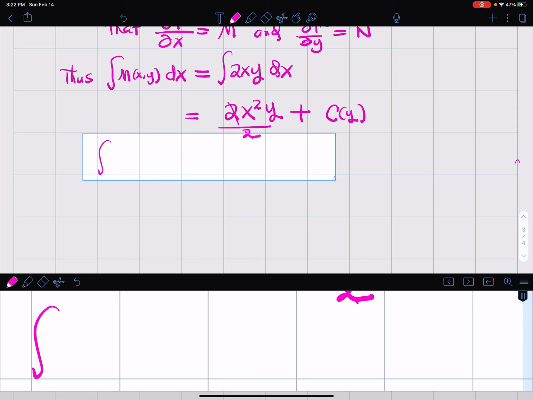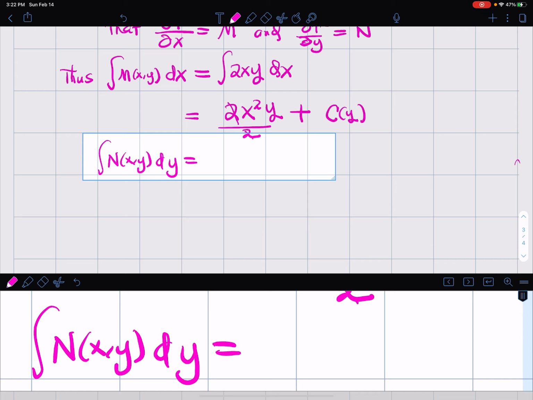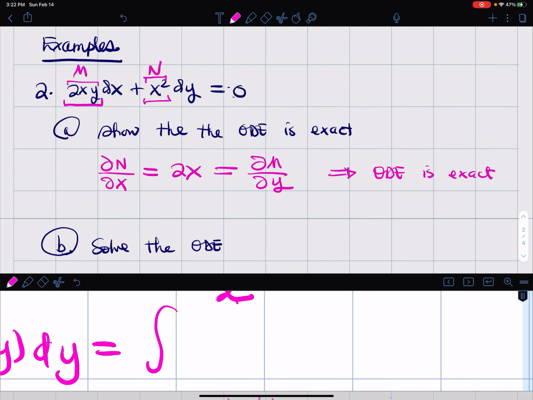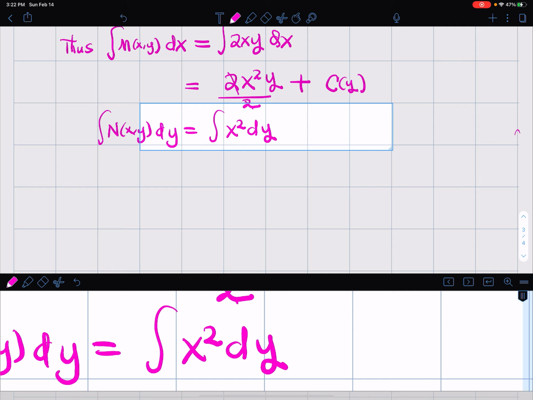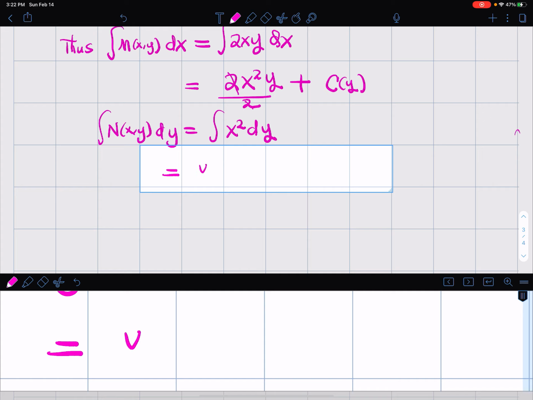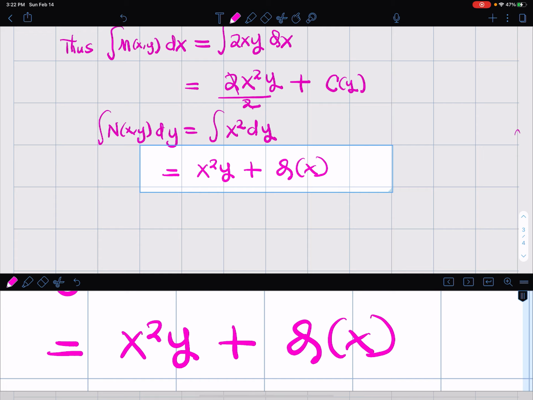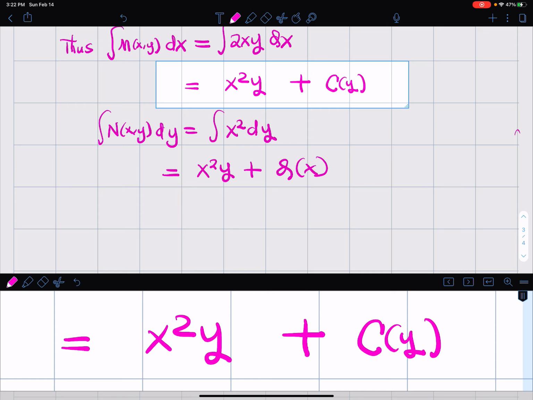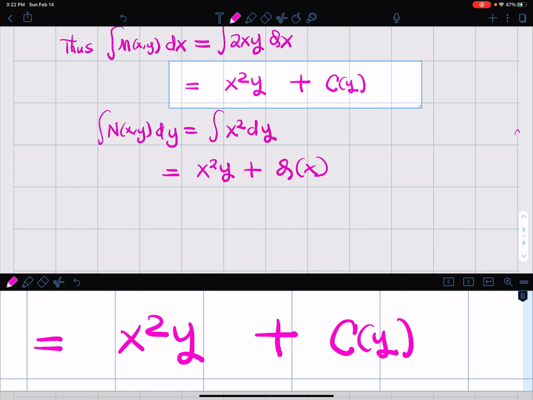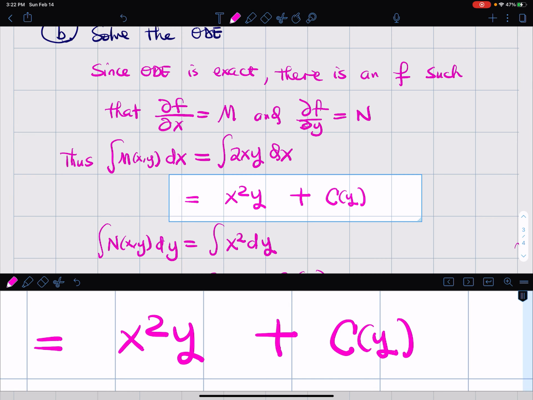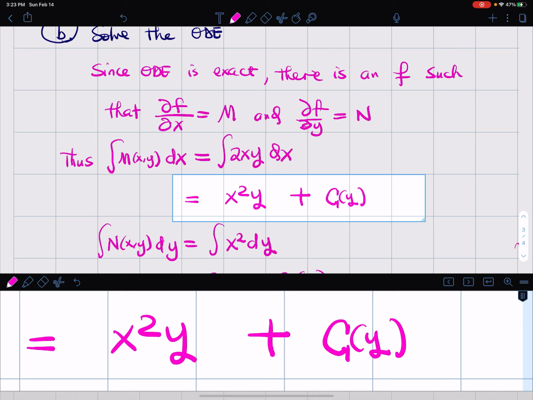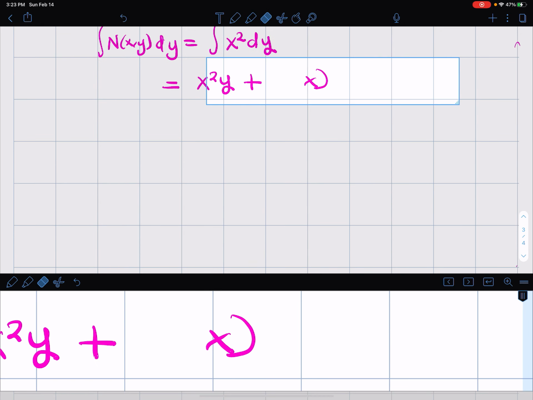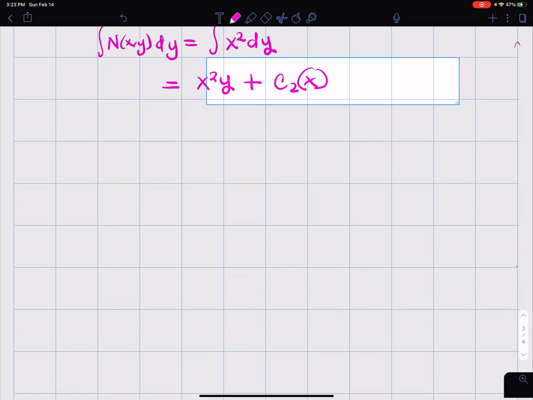You do the same thing. The integral of N of xy dy would be the integral of x squared dy, so this would be x squared y plus, let's call it d of x. Let's clean this up a little bit. It's just x squared y. Now, each of these should give you f. So I'm going to call this C1, and I'm going to call this C2.